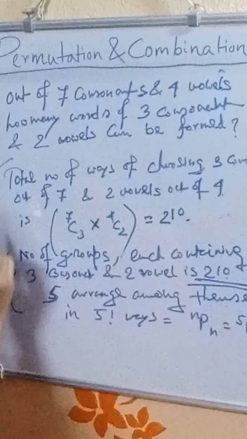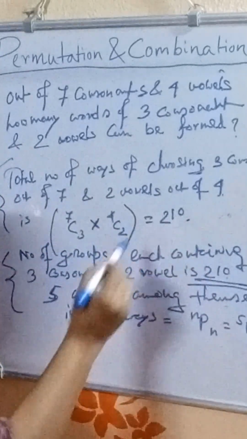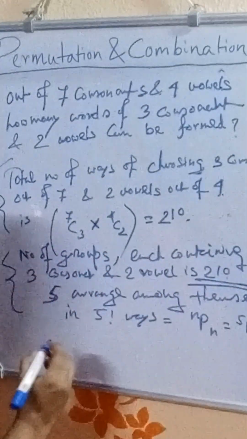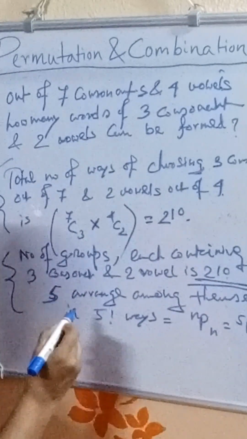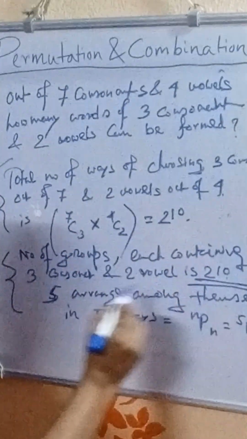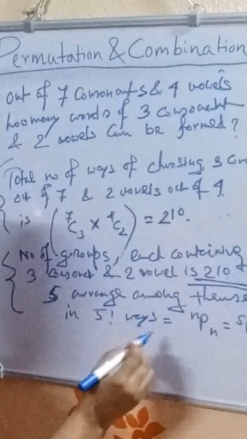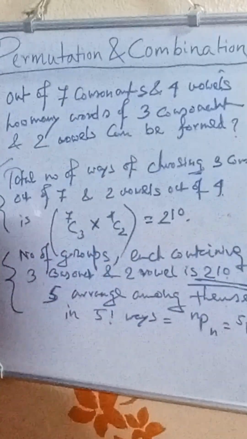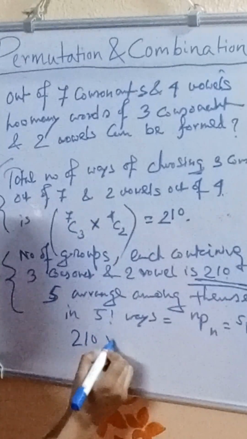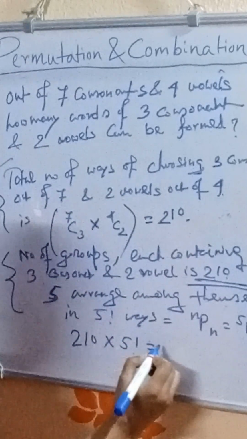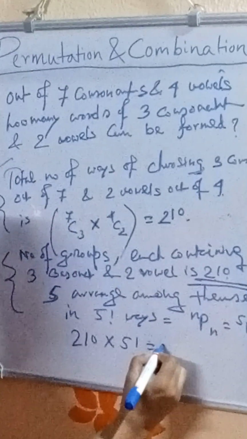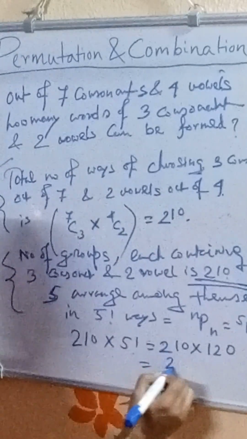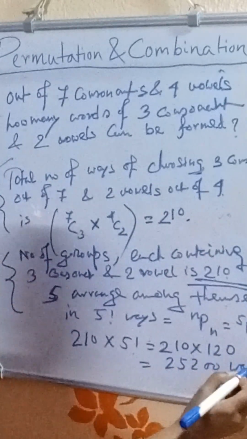This is one event and this is another event. These two events are dependent. So for one group, 5 letters can be arranged among themselves in 5 factorial ways. For 210 groups, 5 letters can be arranged in 210 into 5 factorial ways, equals 210 into 120, equals 25200 ways.